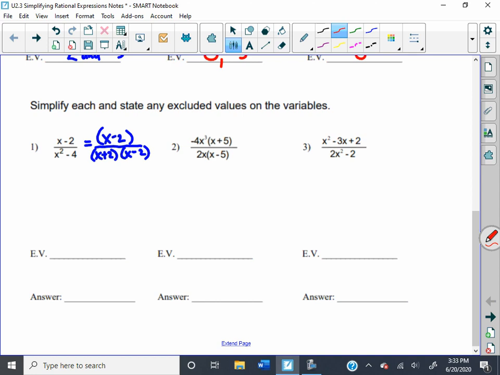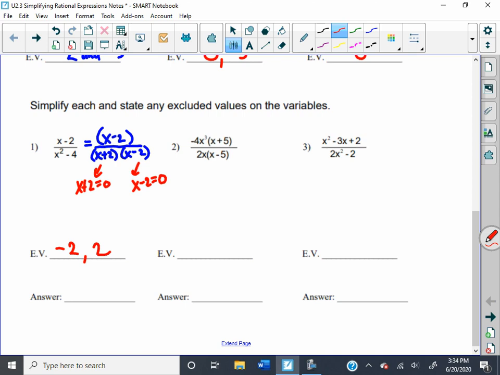So I'm going to state my excluded values first. All right, so x plus 2, again, if I set that equal to 0, and then x minus 2, set that equal to 0 and solve it, I'm going to get negative 2 and positive 2. It doesn't matter the order, we just have to list out the correct ones.